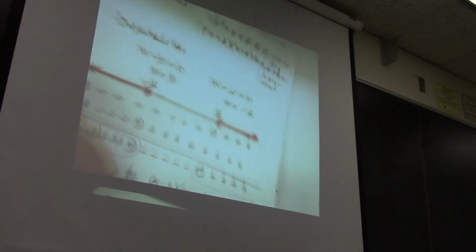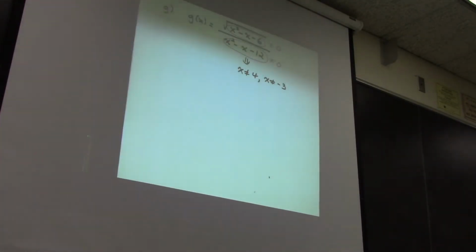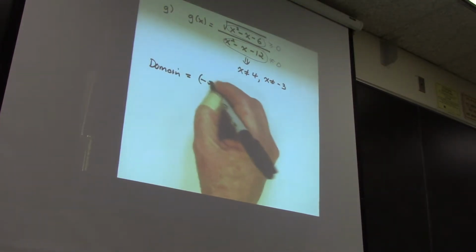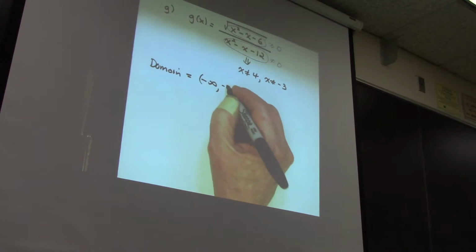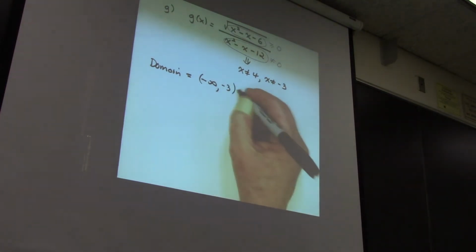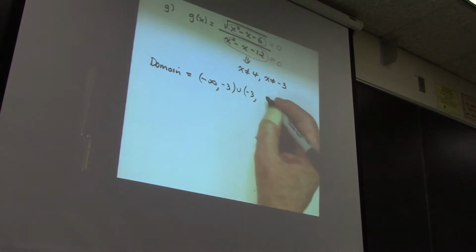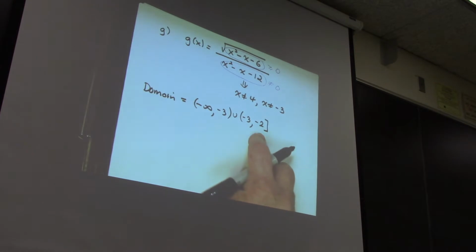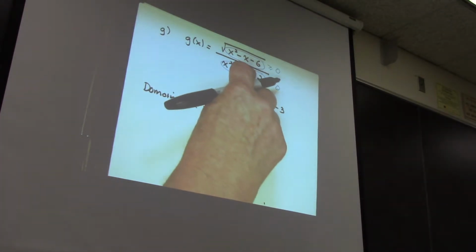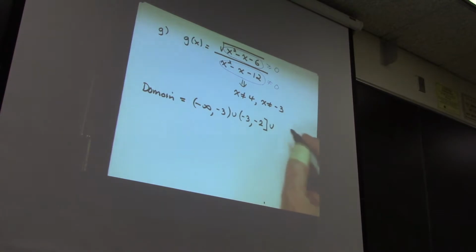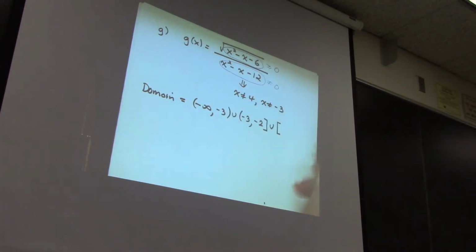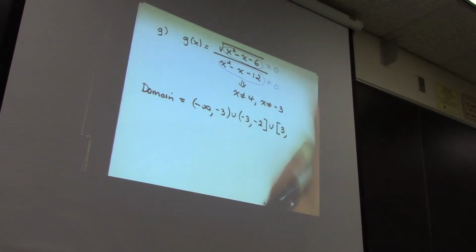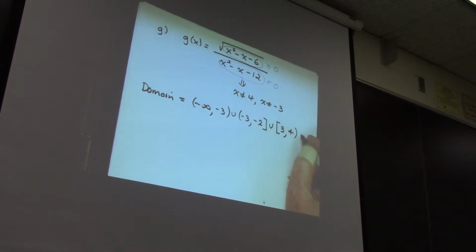So putting those together, we have the domain goes from negative infinity, then I had to exclude negative 3, union, exclude negative 3 to negative 2, because after negative 2 for a while, I'm going to have a square root of a negative number, okay? And then union for the other part of the quadratic inequality from 3 normally forever, but I have to exclude 4.